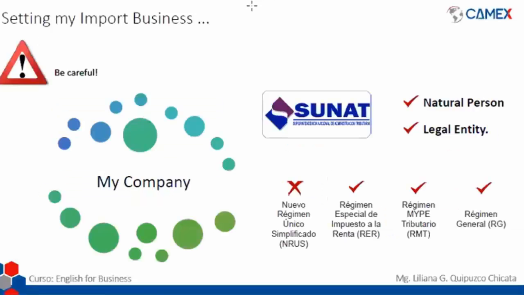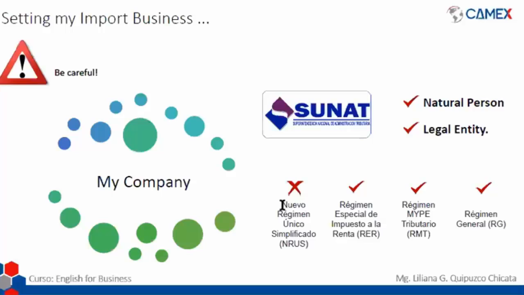Now, how do I set up my import business? Remember that if we're going to set up a business, we have to go to SUNAT, the Superintendencia de Administración Tributaria y Aduanas. To set up my company, I can be a natural person, a regular person, or a legal entity. A legal entity will be a company itself. But I can also have a company as a natural person. So I have two options: if I just want to do it by myself, or if I want to set up a company with other people, or just set up a legal entity, being myself the only owner. I have many options.